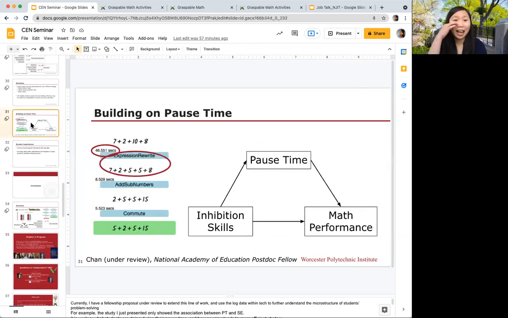Yeah, definitely. I will have to add it to my proposal to also include math anxiety and working memory as measures. But I would love to follow up on those studies and really start to disentangle all these relations. Yeah, I love this. This is a fantastic talk.